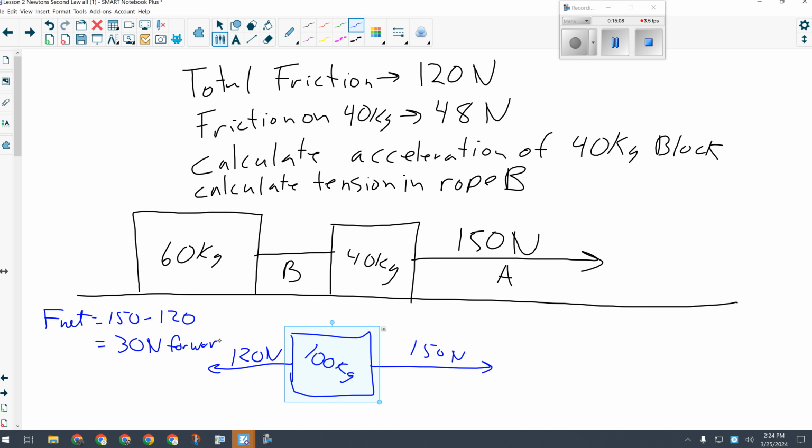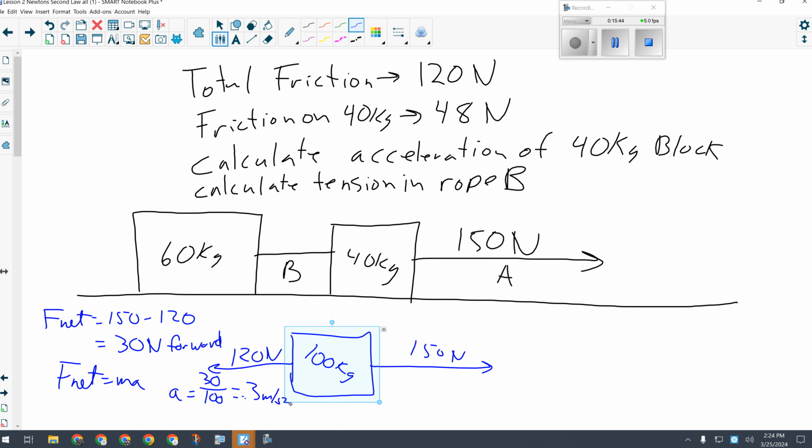forward. All right. Since I know that, and I know that F net is m times a, then I can go 30 divided by 100 and find that the acceleration is 0.3 meters per second squared forward. Okay, now I would have two significant digits there, so it would be 0.30, okay? But that's what I would have. Now that I know the acceleration of the system, I also know the acceleration of the 60 kilogram box and the 40 kilogram box, agreed?